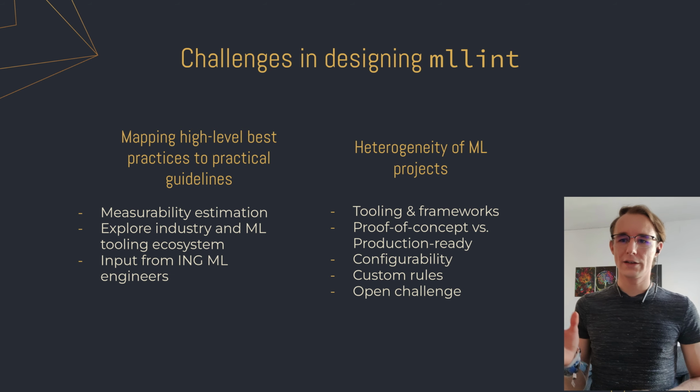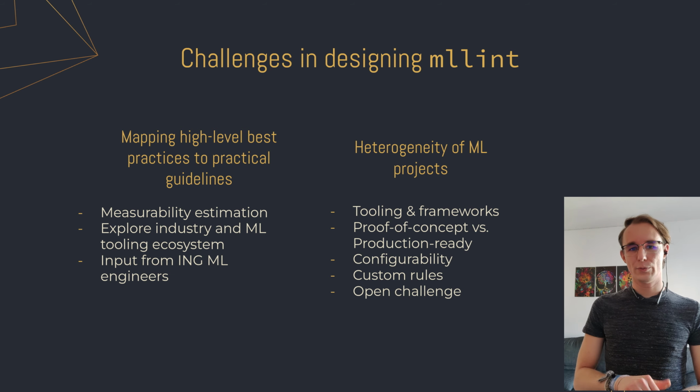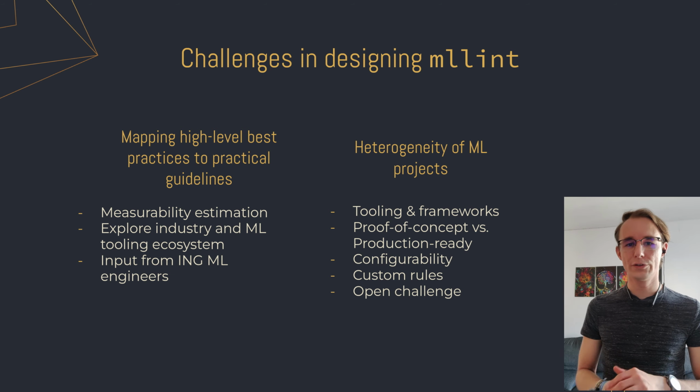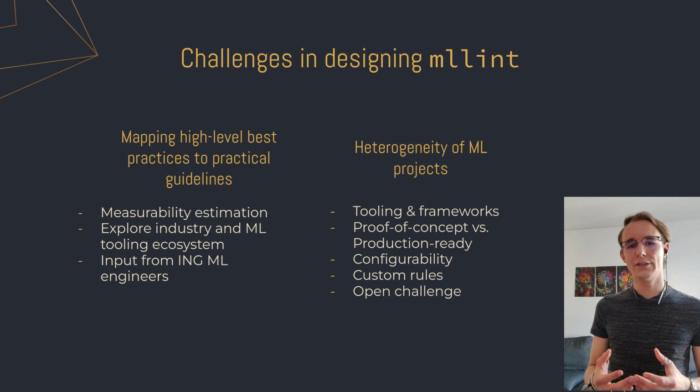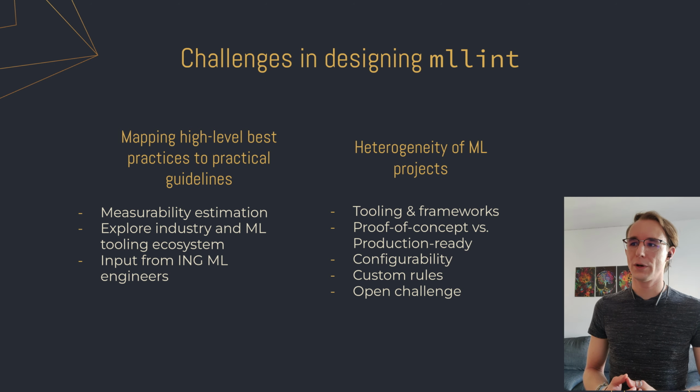Next, there's also the axis of the maturity of the project. A proof of concept project, one that is still in development, doesn't need as strict software quality practices as production-ready projects do, as a project that might be in production already or being deployed in production tomorrow.